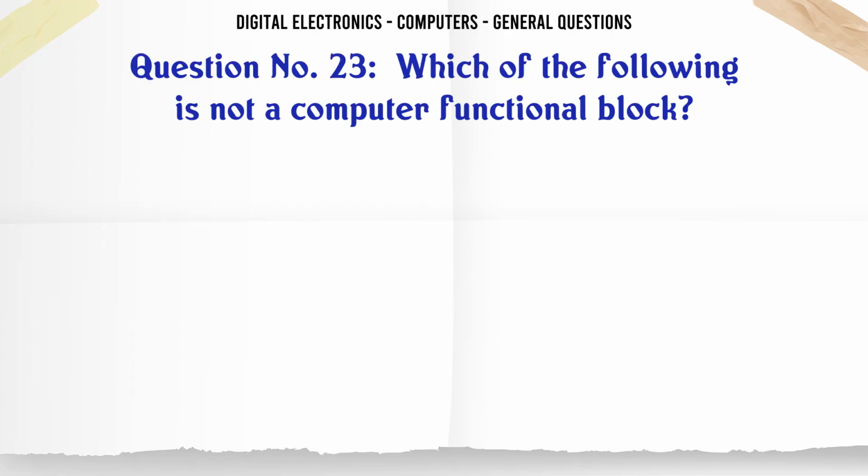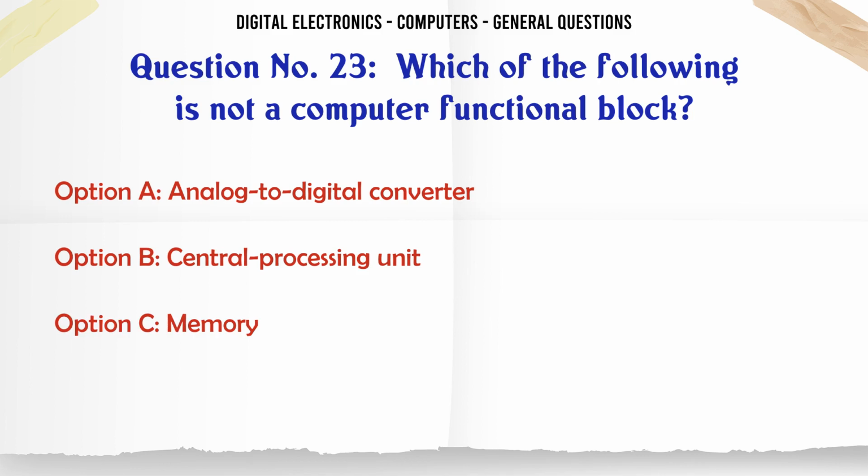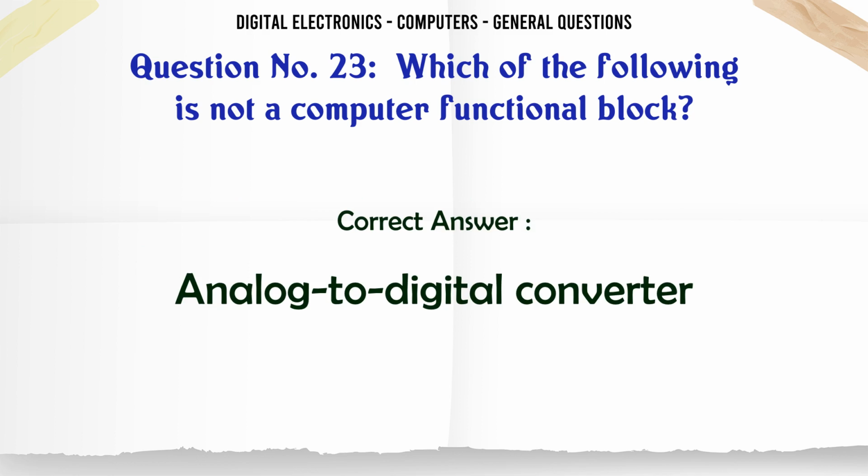Which of the following is not a computer functional block? A. Analog to digital converter, B. Central processing unit, C. Memory, D. Input-output ports. The correct answer is analog to digital converter.